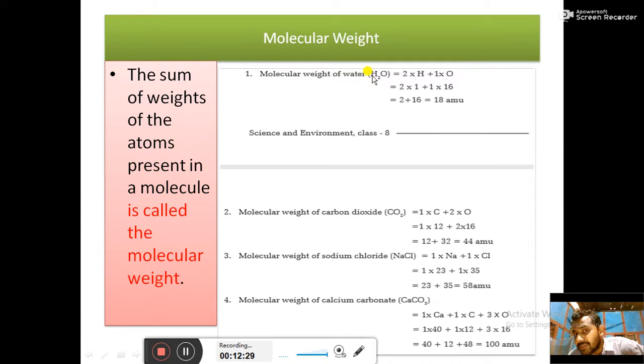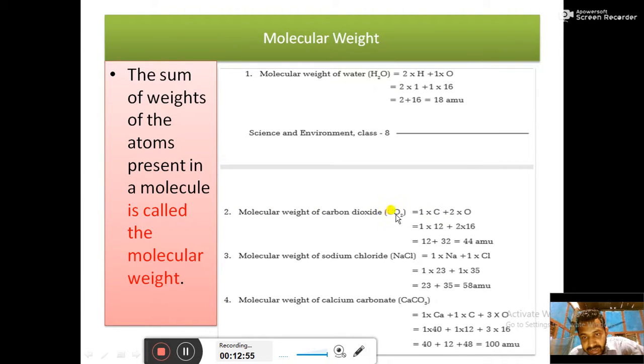We have written the symbolic form of water is H2O, because it consists of hydrogen and oxygen. So hydrogen, here H2, you can write it by using the molecular weight concept, 2 into H plus 1 into O, and hydrogen has a mass of 1 AMU, oxygen 16, we have learned in the previous class, and 2 plus 16 is 18 AMU.